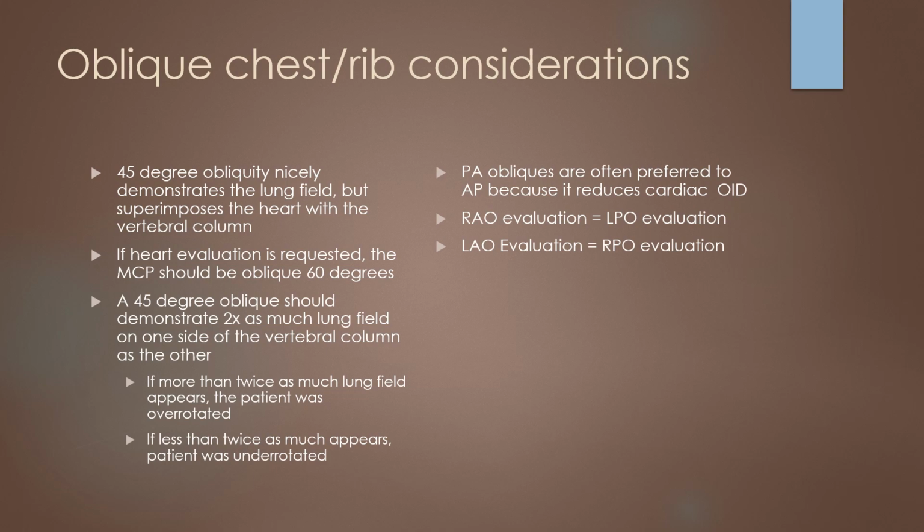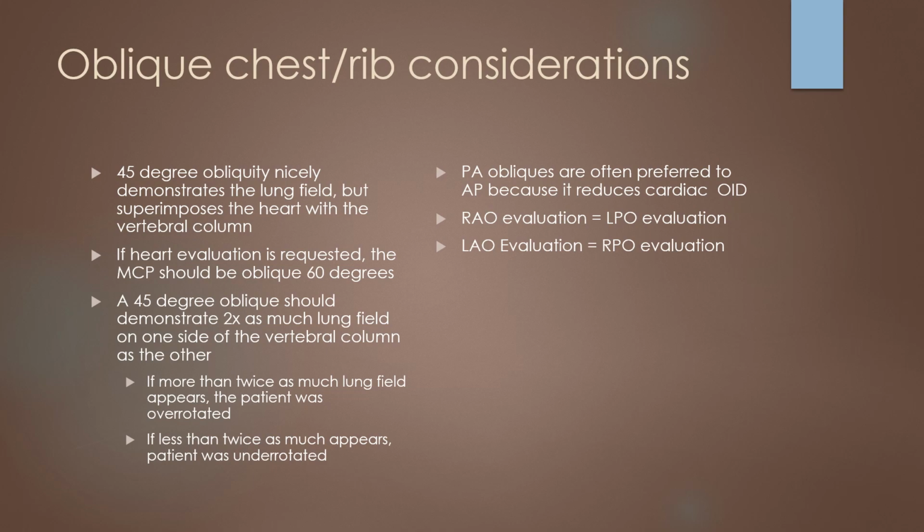vertebral column. It's also helpful in that it allows for heart evaluation if we increase that obliquity up to 60 degrees. So it's going to be important. If you know you're looking at the ribs, you're going to go 45. If for some reason you're looking specifically at the heart shadow, you need to go 60. A 45-degree oblique would demonstrate twice as much lung field on one side as the other side of the vertebral column. If you're looking more like a lateral chest, you know you've over-rotated. If you're looking more like an AP or a PA chest, you know you've under-rotated.